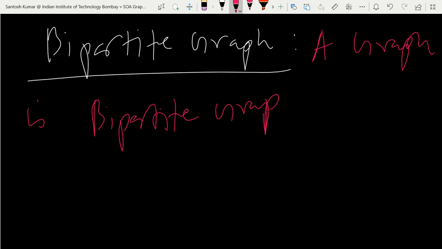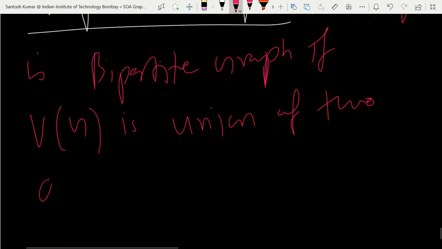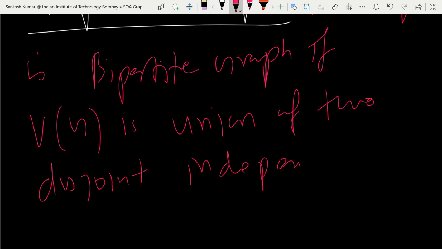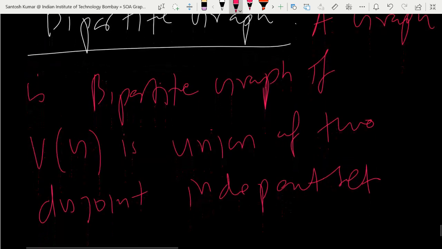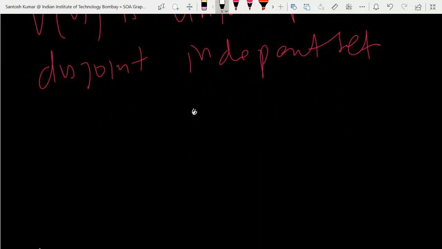So a graph is a bipartite graph if the vertex set of G can be written as the union of two disjoint independent sets. Disjoint means they have nothing in common. So for example, let's see C6.